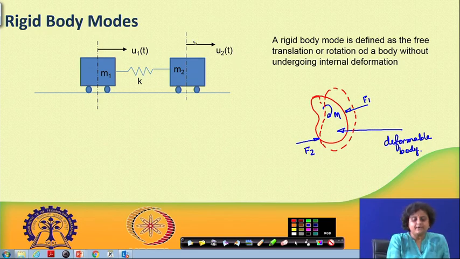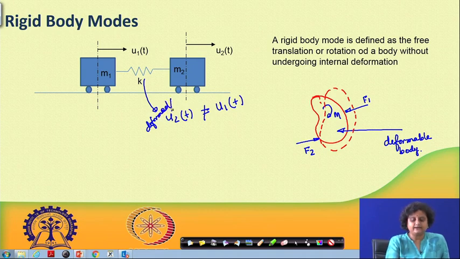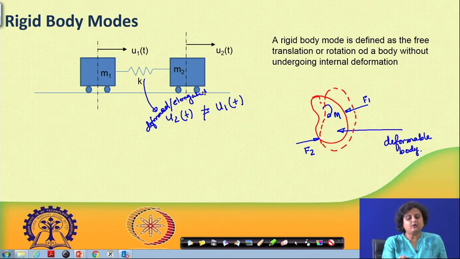Now, the system can actually vibrate so that the spring gets deformed. So, there could be a relative motion between M1 and M2; u2 is not going to be equal to u1. So, there is a relative deformation. As a result, the spring is going to get deformed, elongated or contracted. This kind of motion can always happen, and we are very much aware of that.